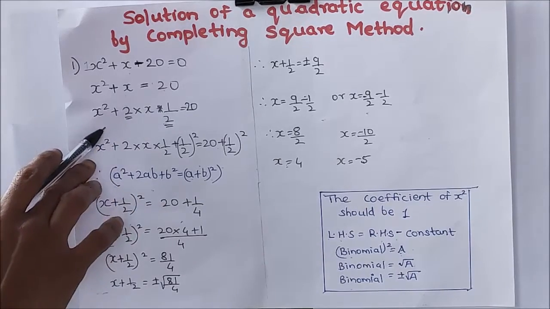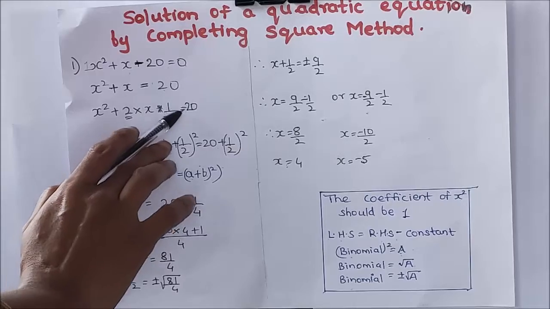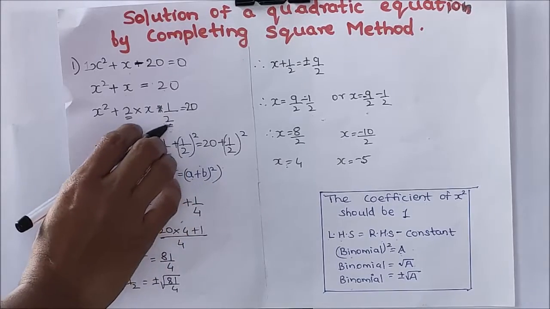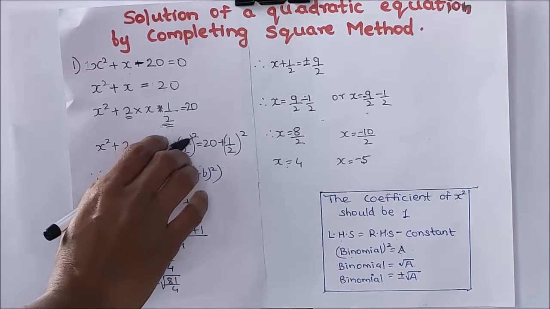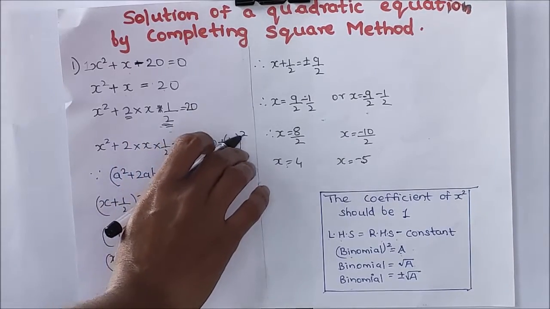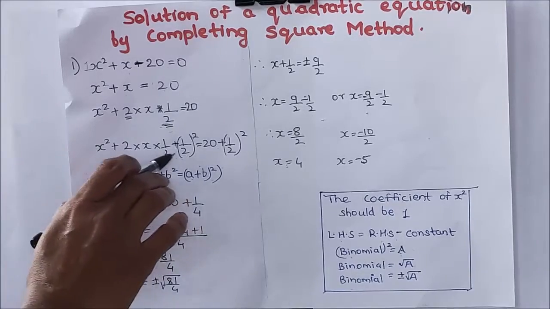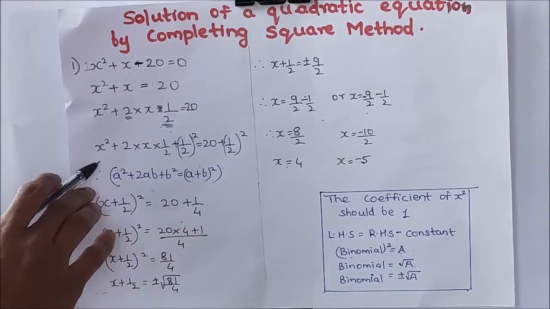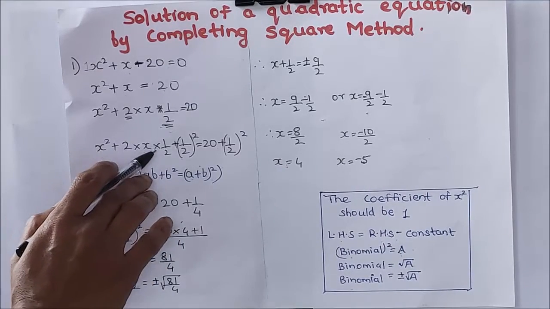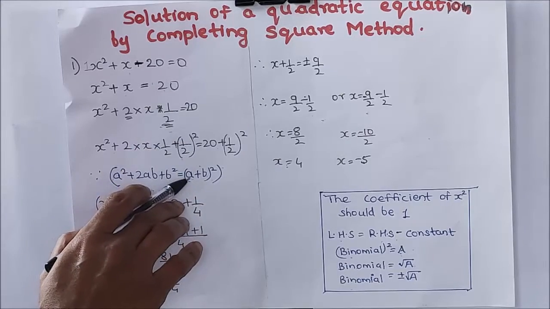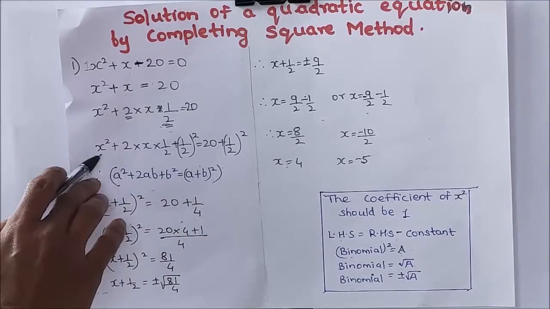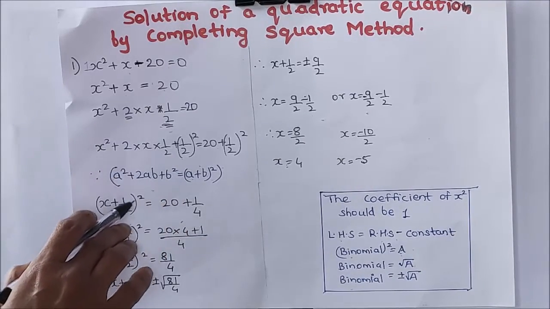Now what I have done is x square plus 2 into x into 1 by 2 equals 20. This last term 1 by 2, the square of this term, 1 by 2 square, I have added on both sides. So x square plus 2 into x into 1 by 2 plus 1 by 2 square equals 20 plus 1 by 2 square. Now I got the left side in the form of a perfect square. It's in the form A square plus twice AB plus B square, that is A plus B whole square. So this is the perfect square, where x is A and 1 by 2 is B.